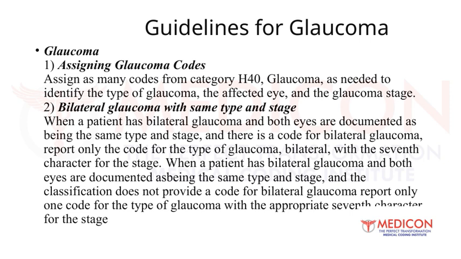However, if the classification doesn't provide a bilateral glaucoma code, then you should report one code for the glaucoma type and specify the stage with the appropriate 7th character. This way, we're still capturing all the necessary details accurately. These guidelines are crucial because they help us maintain consistency and clarity in our documentation.